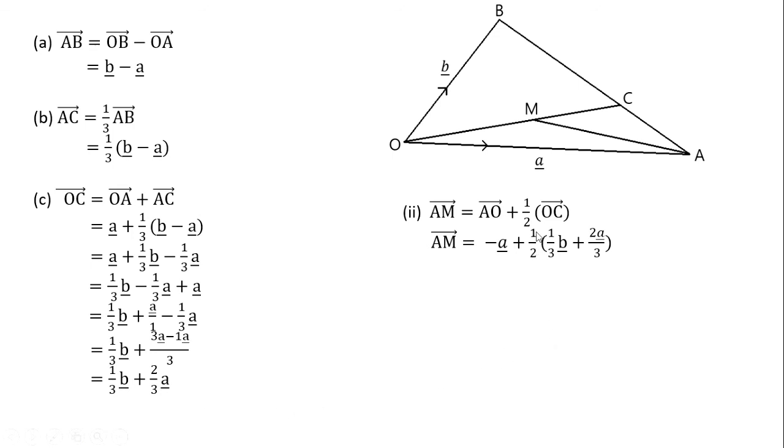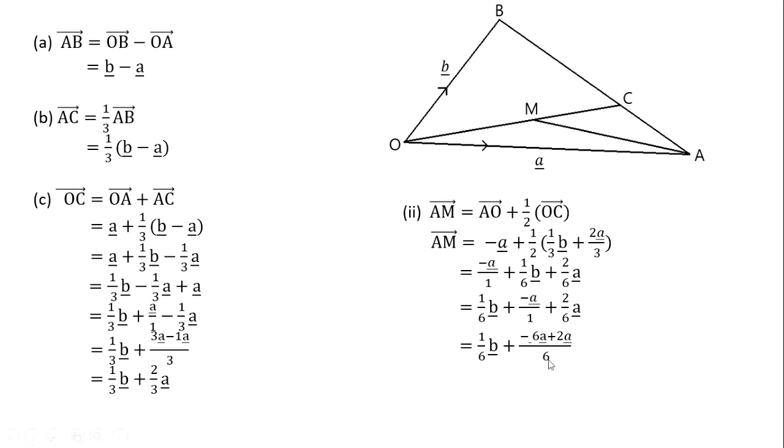Then we'll expand. Half times 1 over 3 will give us 1 over 6. Half times 2 over 3 will give us a 2 over 6. So we are going to say 1 over 2 times 1 over 3B will give us a 1B over 6. 1 over 2 times 2A over 3 will give us a 2A over 6. It will look like that. Then we'll group the like terms together. Negative A and positive 2 over 6A can be simplified. So from there, we are going to say common denominator 6.